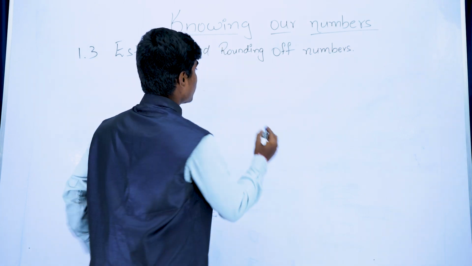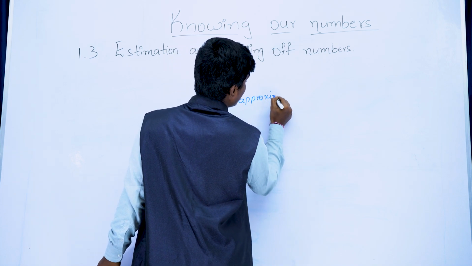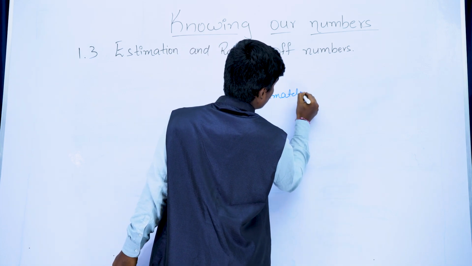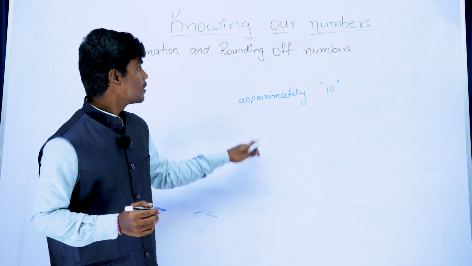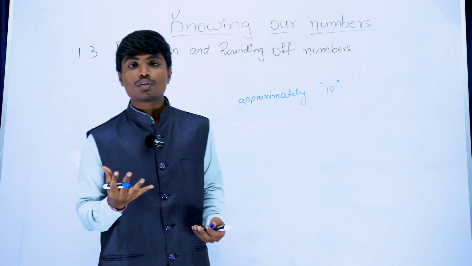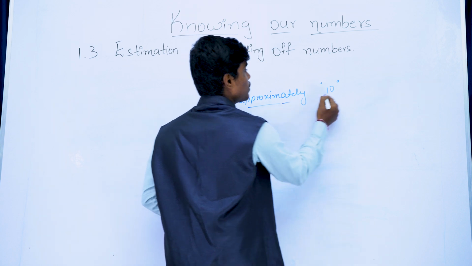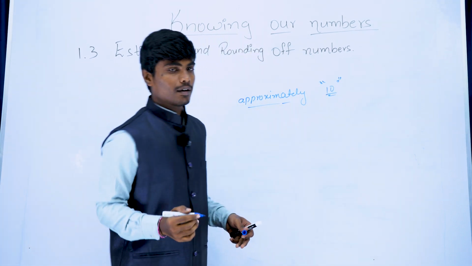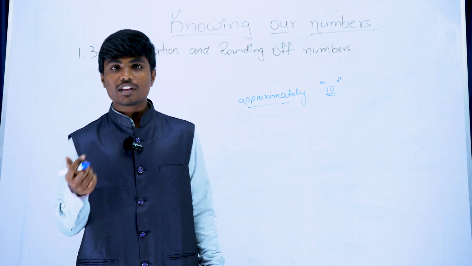You have said that approximately you have got 10 chocolates. See, you didn't count the number of chocolates, so you have said approximately 10. And you went to your room and you started counting the chocolates.